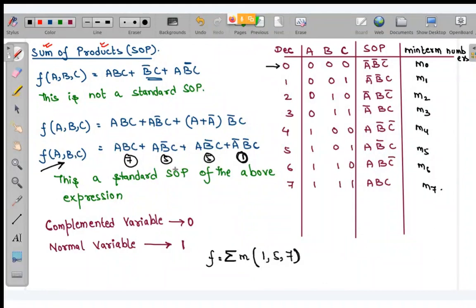Why? Because I can condense these two terms into a single term. So this whole expression in minterms, I can write like this, or even I can write it as M1 plus M5 plus M7. So this is your sum of product representation. Tell me if this is clear or not. Is this clear?